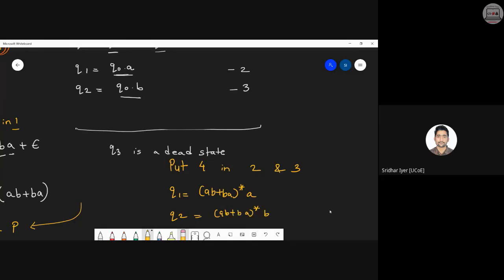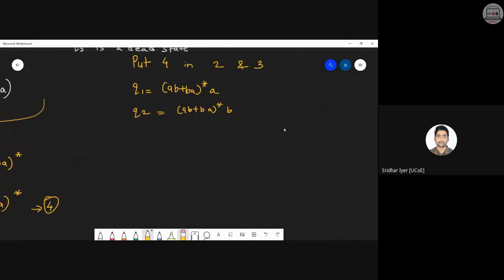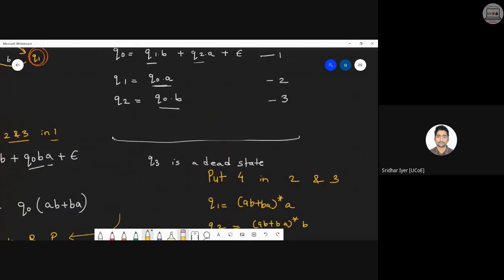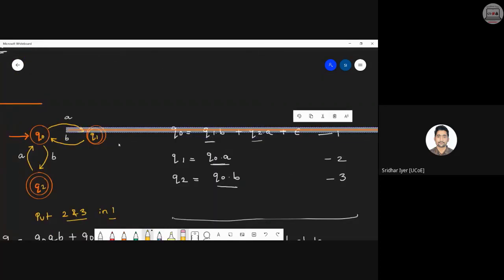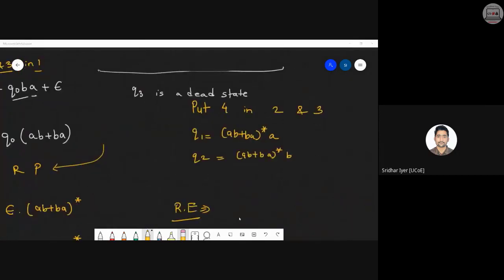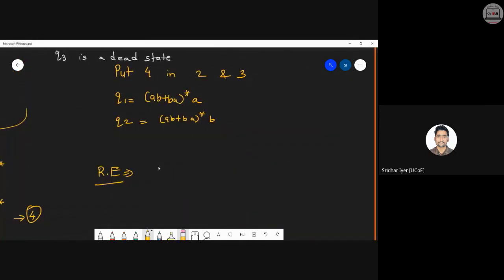Now I got Q1 and Q2. Our final regular expression is like this. Why? Because we are having two final states, Q1 and Q2, so we have to put an or in between. So the final regular expression will be Q1 + Q2, that is nothing but (AB + BA)*.A + (AB + BA)*.B.